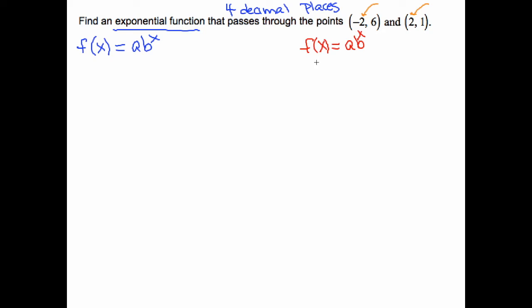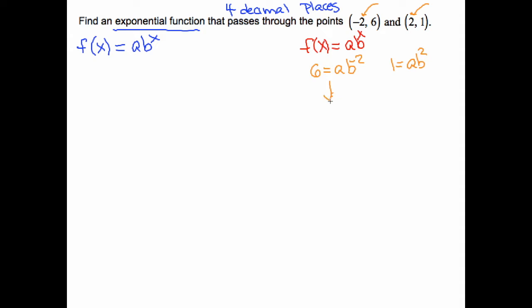So, for the ordered pair (-2, 6), the output is 6, and the input, well, that's -2. And for the ordered pair (2, 1), the output is 1, and the input is 2. So I have two equations. 6 is equal to a times b to the negative 2, and 1 is equal to a times b squared. Two equations and two unknowns I should be able to solve, and I will with the substitution method.